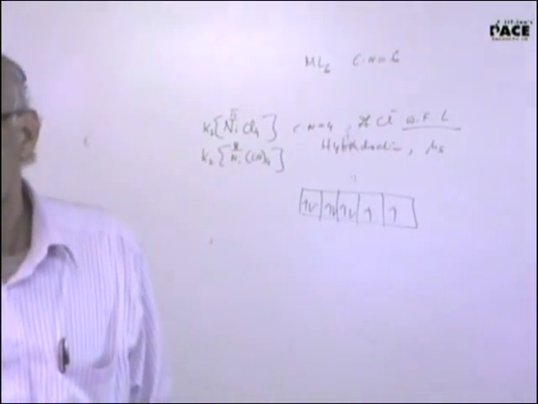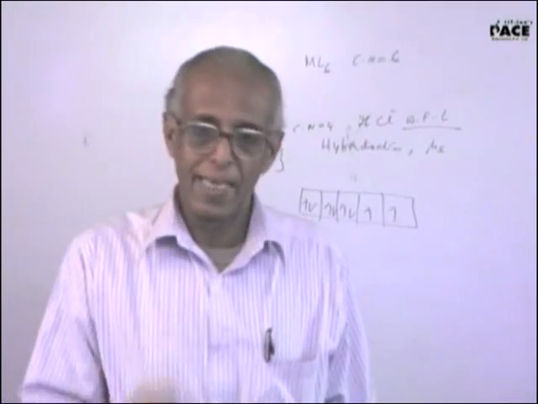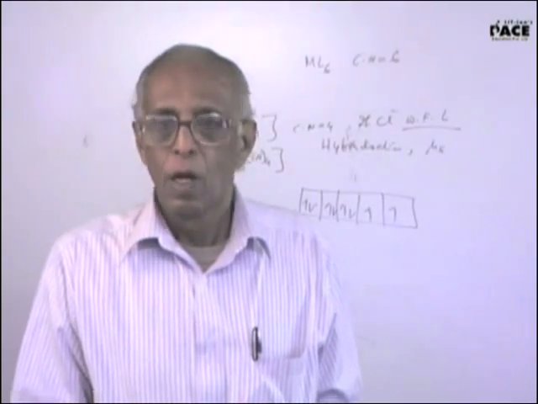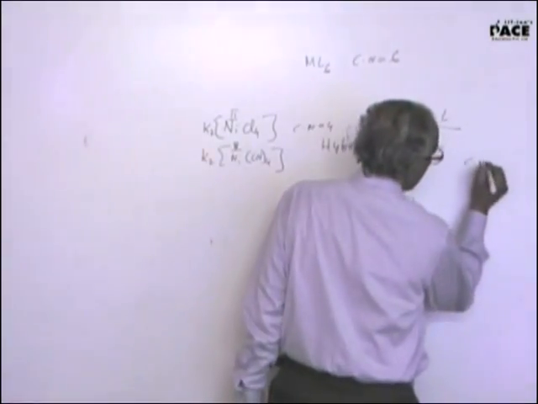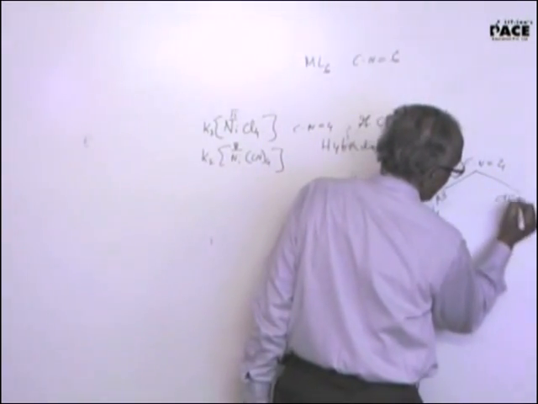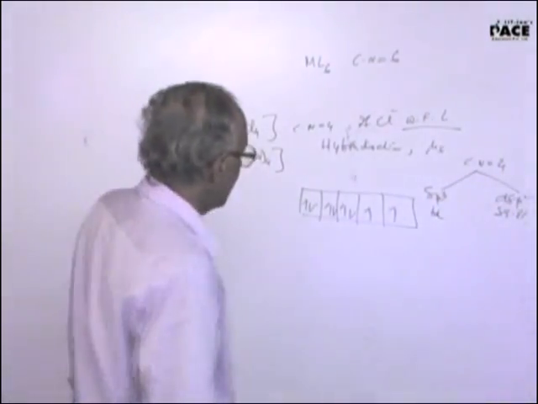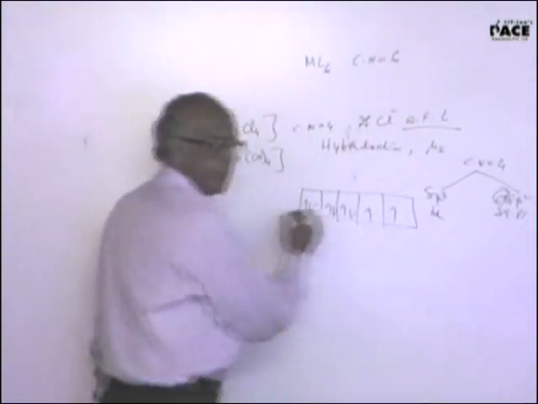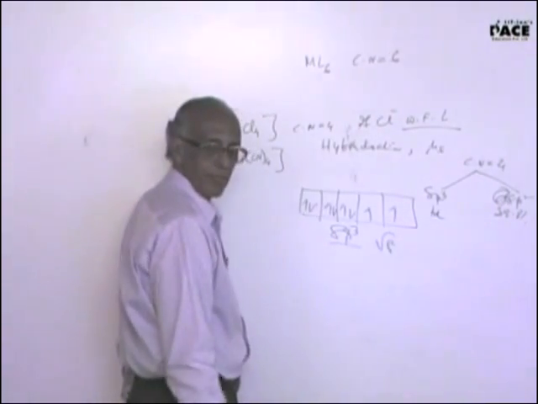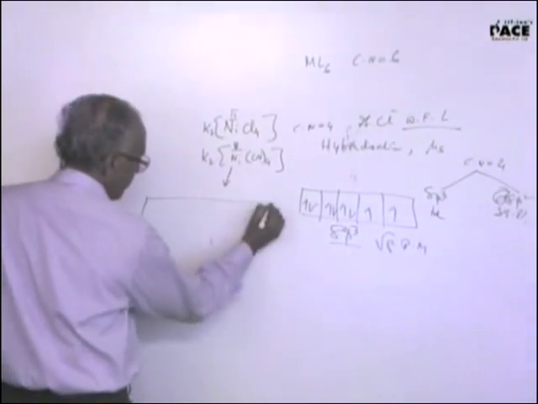Nickel 2 plus is d8 configuration. When you have d8 and a weak field ligand, there will be no d orbital available. For coordination number 4, you have either sp3 tetrahedral or dsp2 square planar. Now, I don't have a vacant d orbital here, so it will be sp3, root 8 Bohr magneton. But with strong field ligand, dsp2.